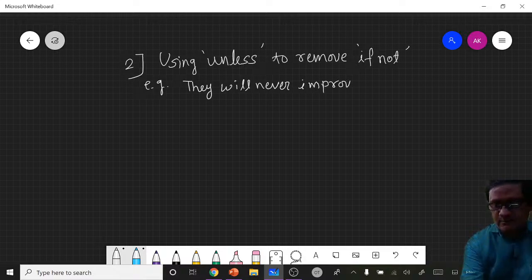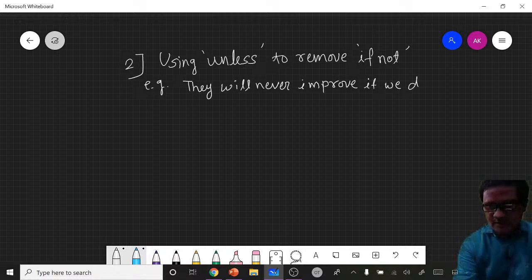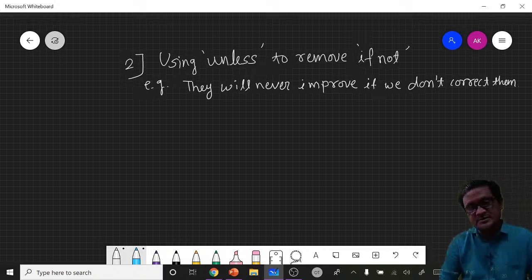They will never improve if we don't correct them. Deliberately, I took this example. They will never improve if we don't correct them. Students are always trying to learn new things, and they sometimes make mistakes. So it's our duty as a teacher to improve them. If we never improve them, or we don't correct them.